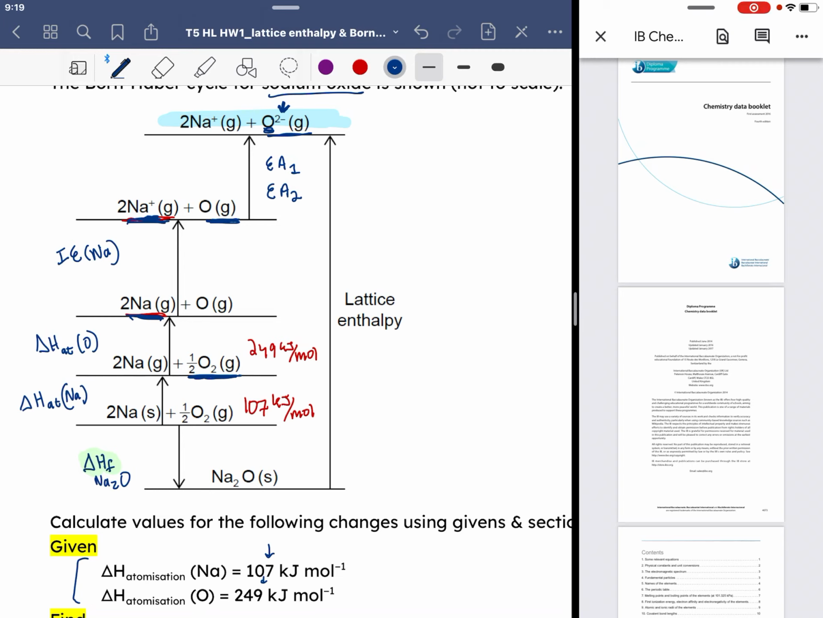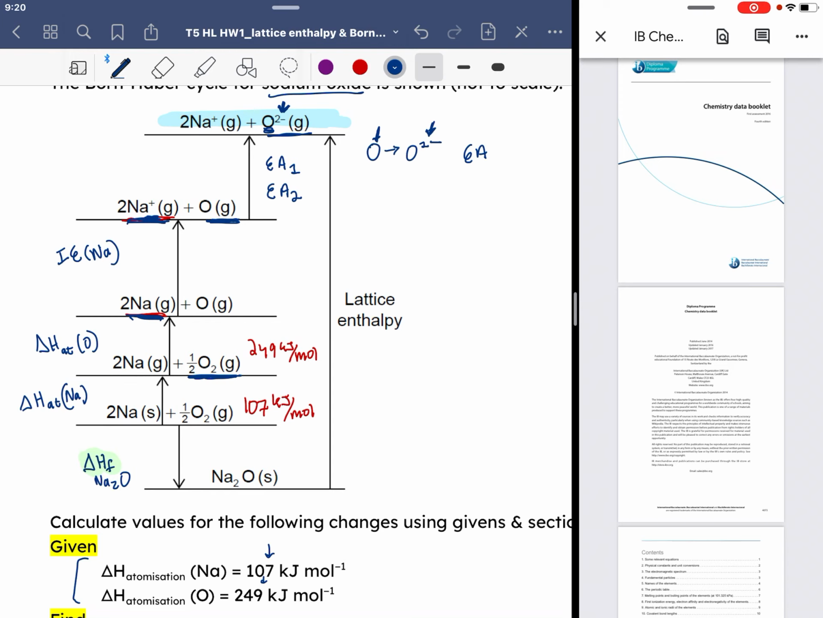I'll let that sink in and say it one more time. In order to go from oxygen to oxygen 1 minus, well, that's our first electron affinity, adding 1 mole of electrons to 1 mole of oxygen atoms.